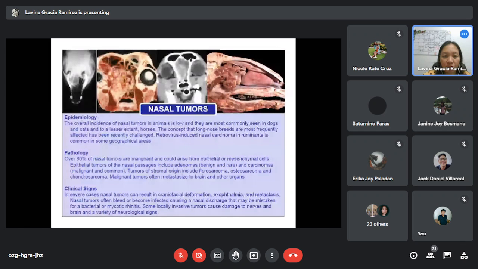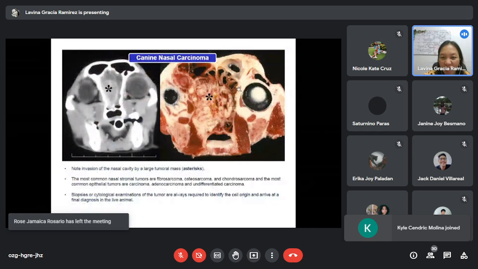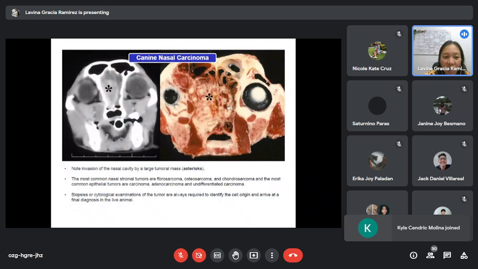This is just a picture of a canine nasal carcinoma, showing a deviated portion of the concha in the turbinates area. You will notice here the tumoral mass. There are necrotizing and disorganized features of this portion of the nasal cavity.